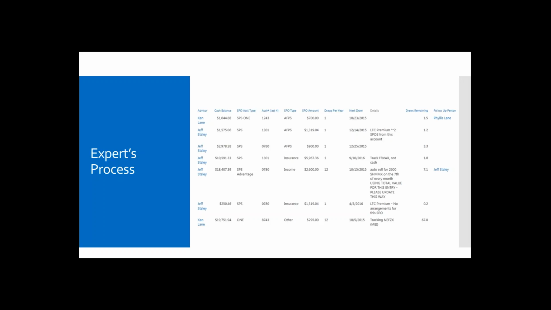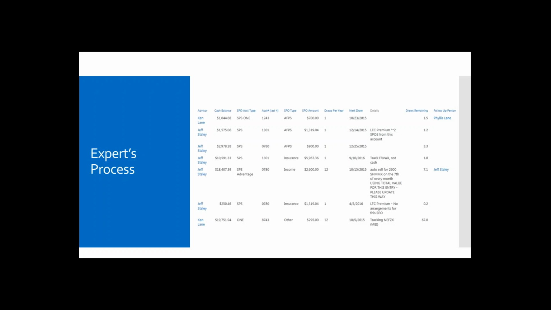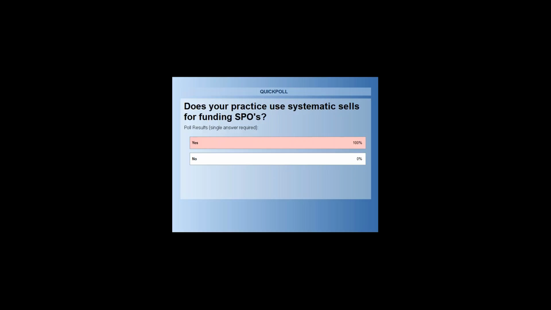And then getting into what Melody brought up a little earlier, I have another poll question for this, and then we're going to take a closer look at the other information that we're seeing on our slide here. The next poll question I have is, does your practice use systematic cells for funding SPOs? And we'll watch for the results of that. And yes, everybody uses systematic cells. So let's talk about that.